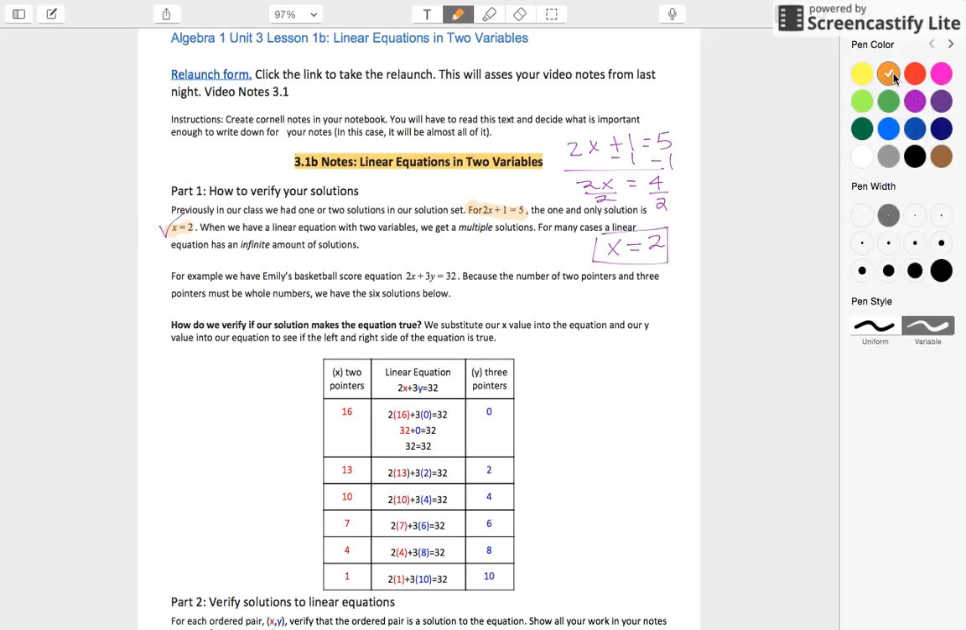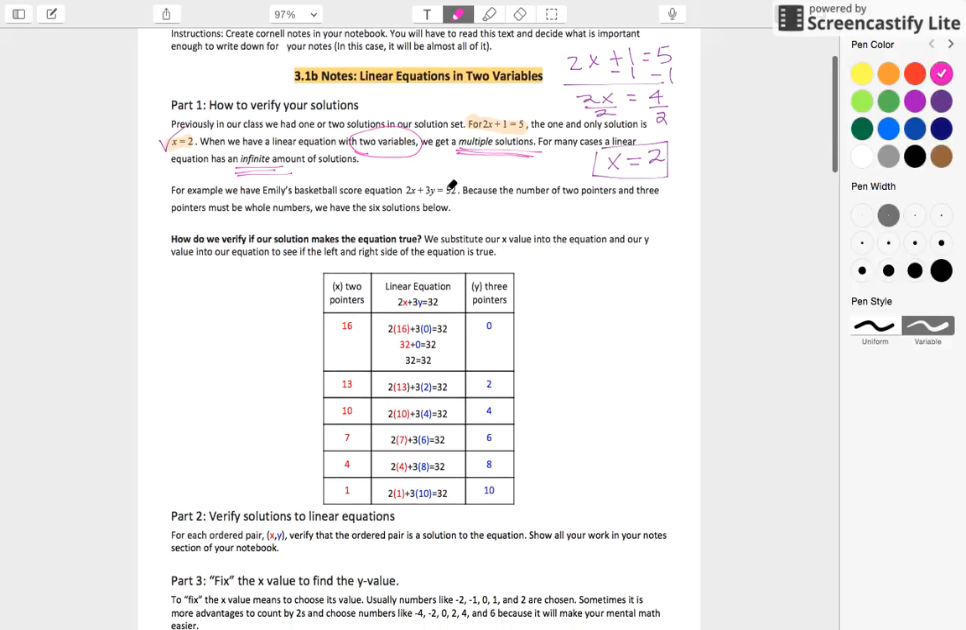But moving forward, some key things right here, it says with two variables, when we work with equations with two variables, we're going to get multiple solutions, okay? And for many linear equations, we're going to work with those where you have an infinite amount of solutions, okay? So just know we're moving into this direction.